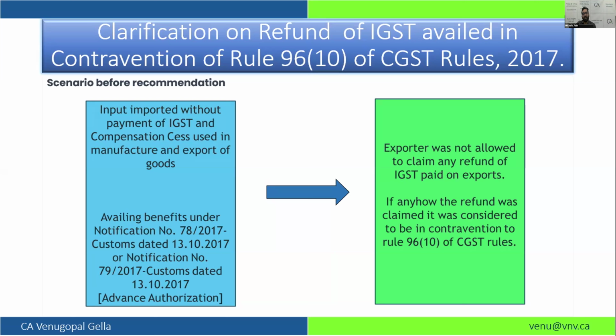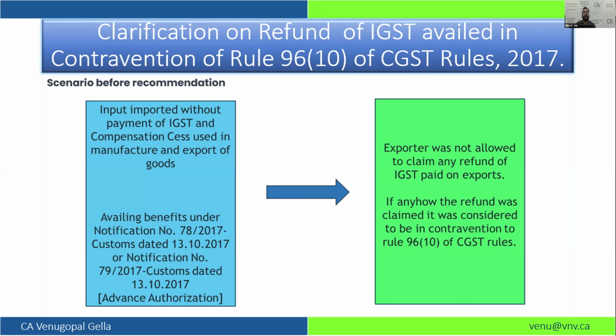Earlier, there was a scheme called advance authorization, whereby the exporters can avail the benefit of advance authorization and thereby import the inputs required for manufacture and export of goods without payment of IGST and compensation cess on such imports. For this advance authorization, the exporter had to apply to the DGFT, Director General of Foreign Trade, and if the DGFT approved it, then the exporter could avail the benefit under notification number 78/2017 and 79/2017 customs, and he could import such inputs without paying any GST or compensation cess on such imports.